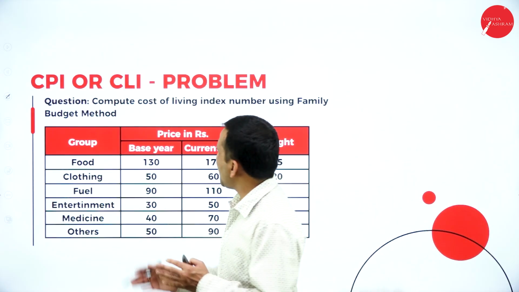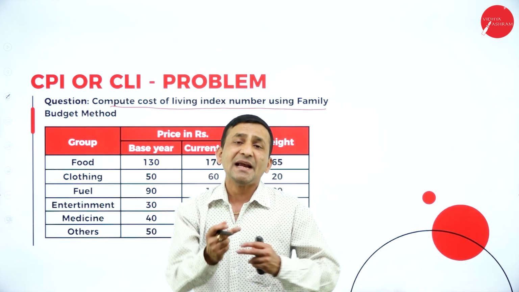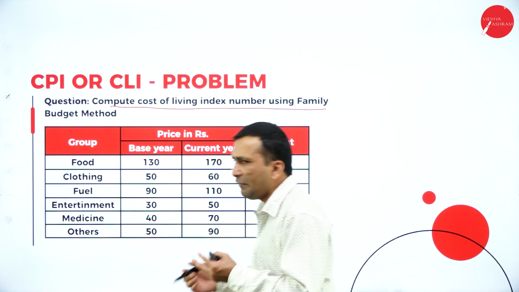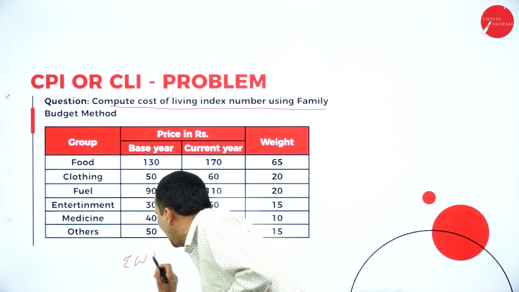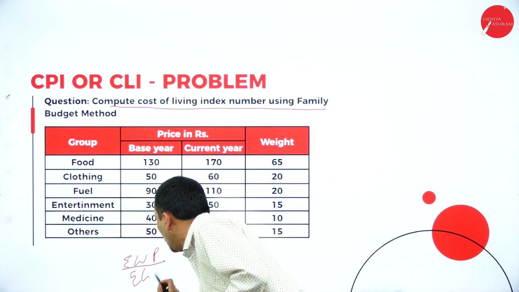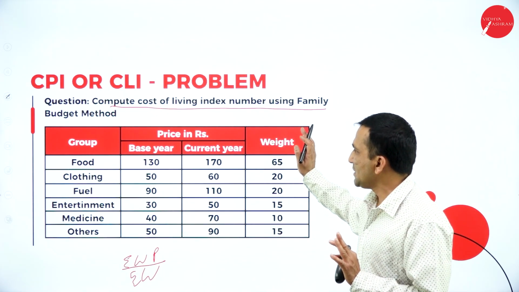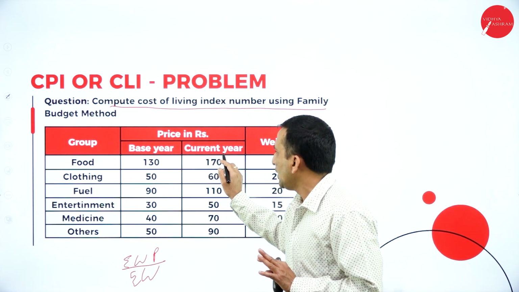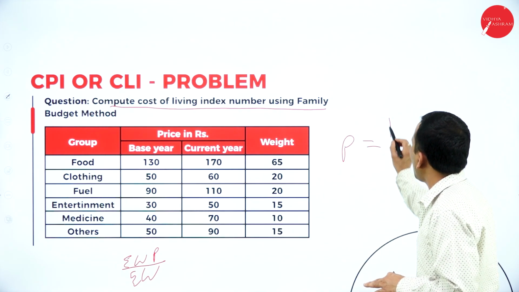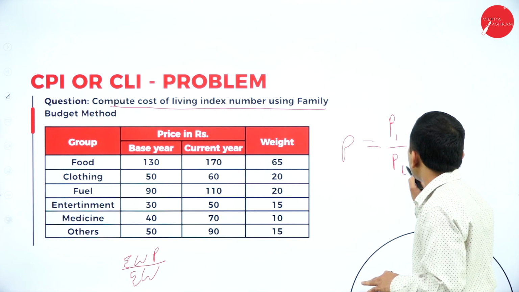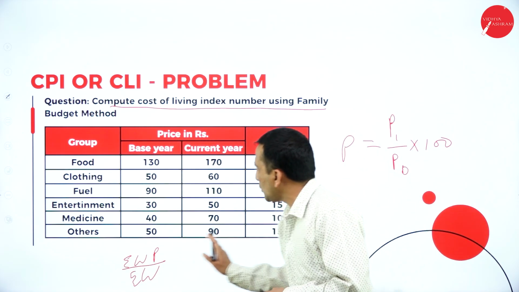There is one more question, which is to compute the cost of living index using the family budget method, the second method. We know the formula: sigma WP divided by sigma W, in case the weight is given directly. You need the weight information, and also the base year and current year prices. Using these, we find the capital P: current year price divided by base year price into 100. If you do that, you get the price value.